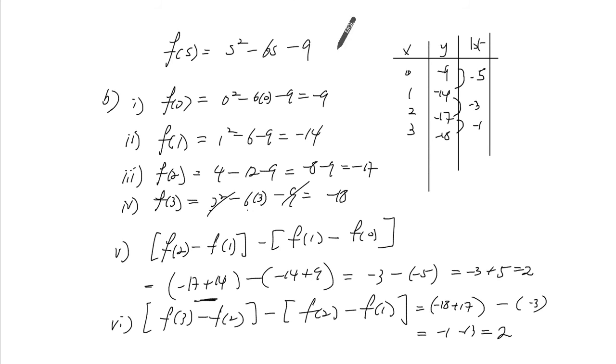Now, this is a quadratic. If it's a quadratic, the second difference will be constant. So if you do this minus this, we should get 2, and this minus this, we should get 2. If you keep going down and find the differences, it's going to be the same, because this is degree 2, and its second finite difference has to be constant.